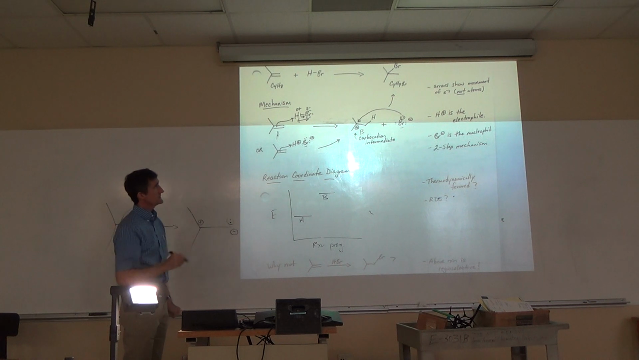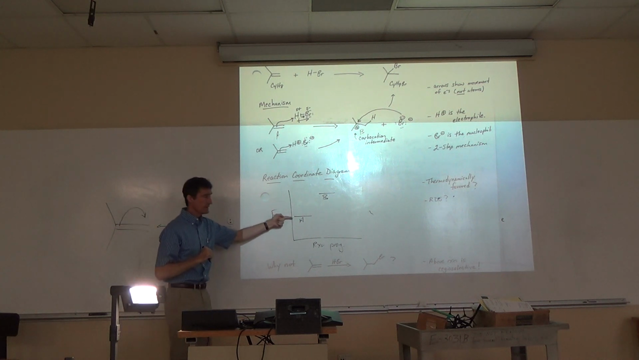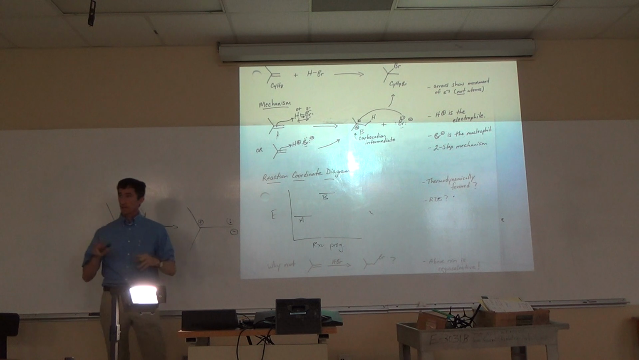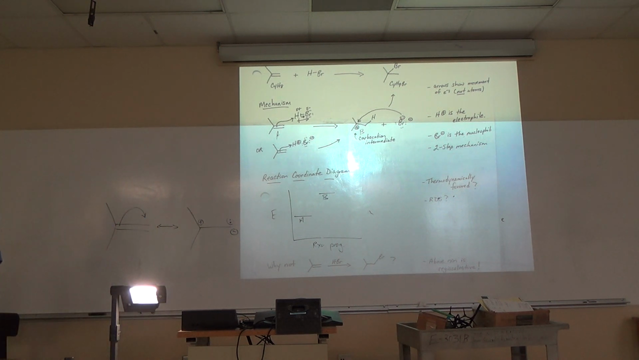Where would you put C, the product? It's back down to neutral. But how would it compare to A? You can get out your calculator. What do you think? Do you think it'd be higher or lower than A? Lower, because it's more stable. Why is it more stable? The bonds have lower energy.